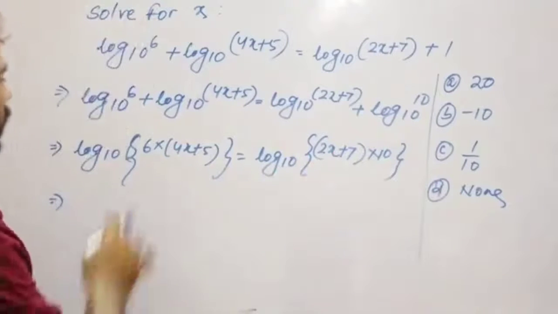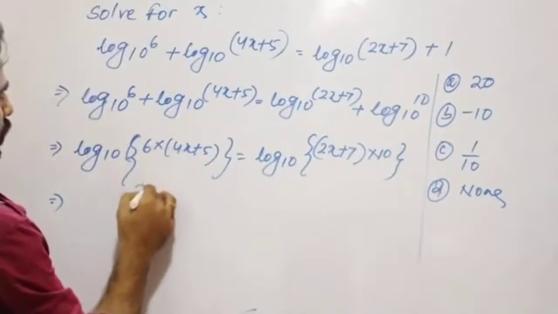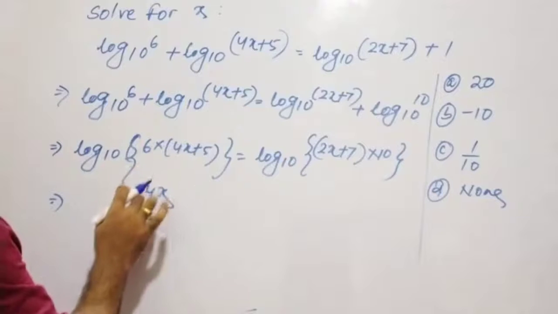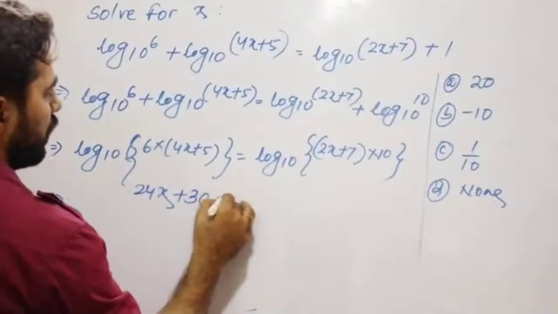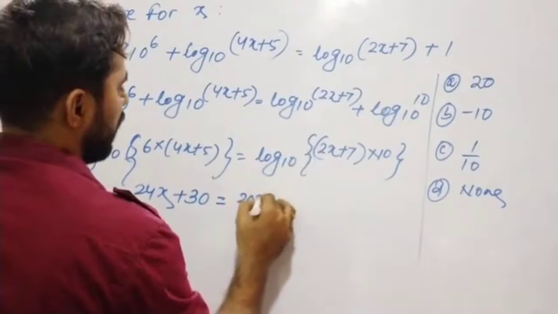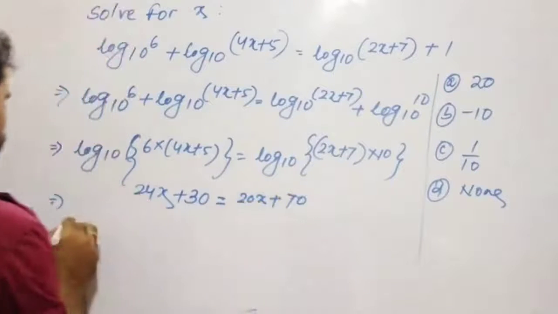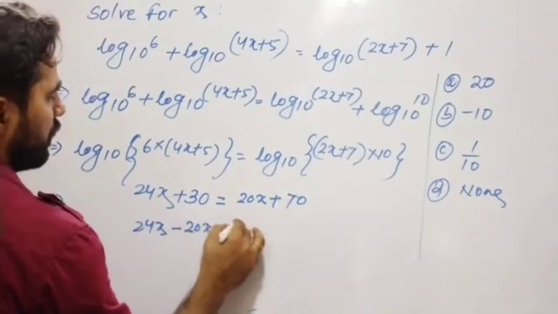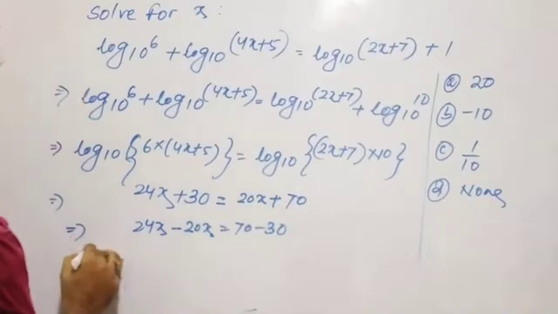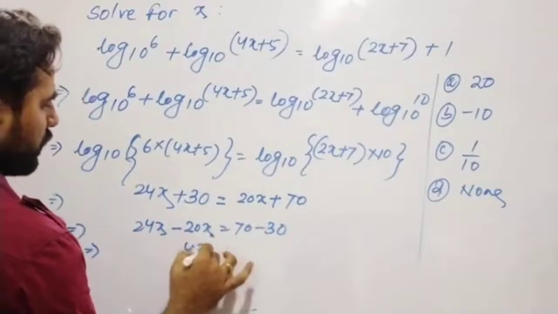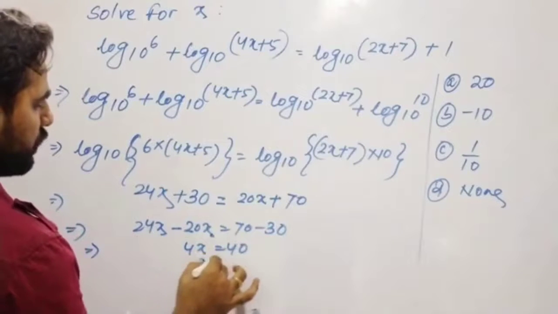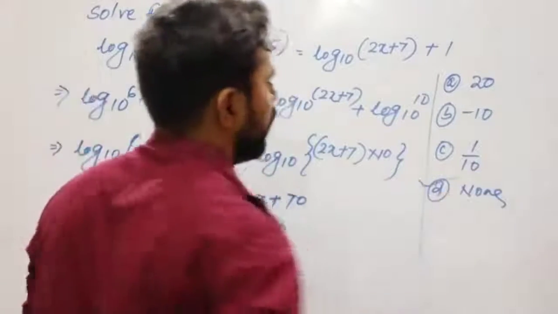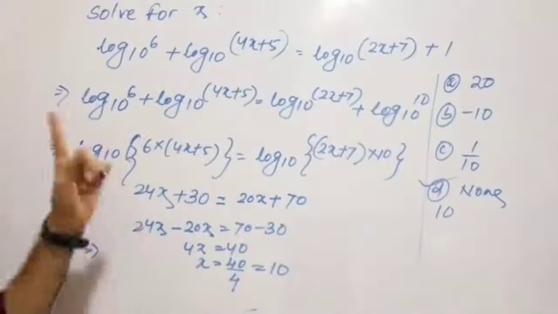By eliminating log 10 from both sides, 6 into (4x plus 5), that is 24x plus 30, is equal to 20x plus 70. 24x minus 20x, by changing the side, 70 minus 30. So 4x is equal to 40, x is equal to 40 by 4 is equal to 10. The fourth option, none of these, the value is 10. This is the answer.